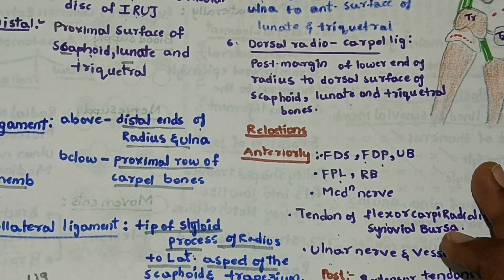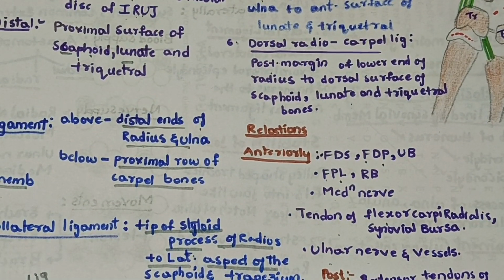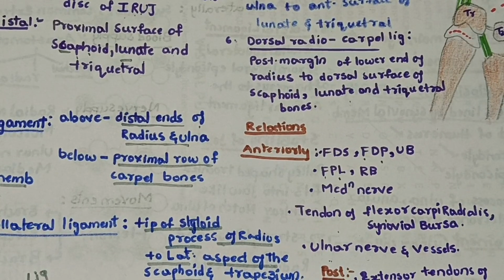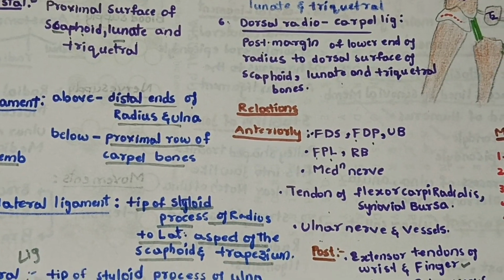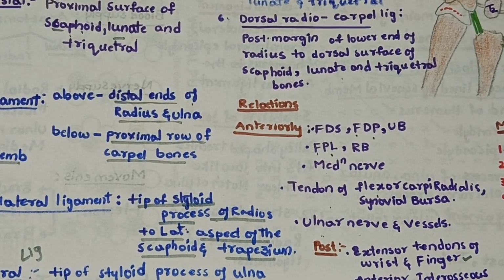The relations of the wrist joint are very important. Anteriorly, what is it related to, and posteriorly how is it related to, and the movements. Yes, this is the complete discussion of the wrist joint.